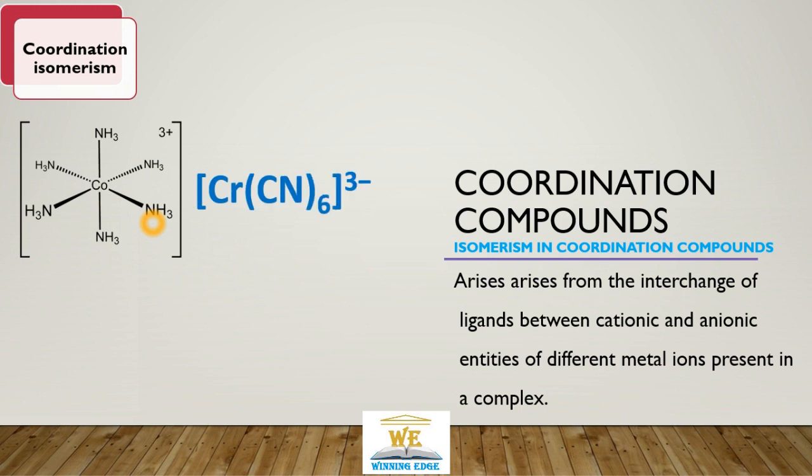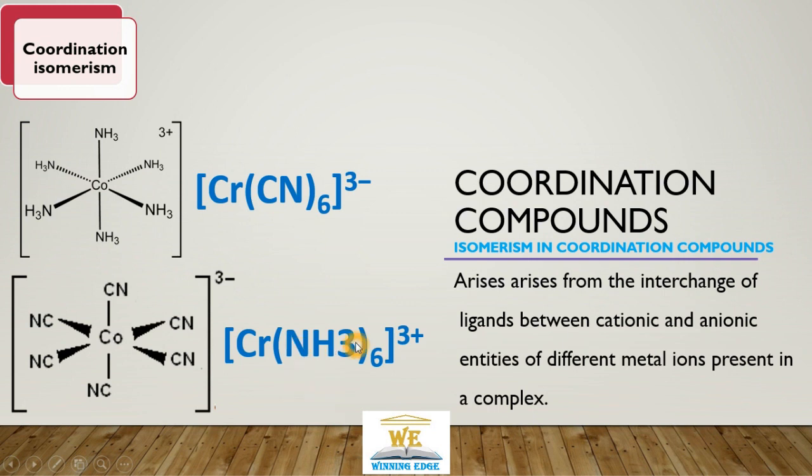Like here, we have a cobalt complex with cationic charge, or positive charge on the coordination sphere, and a chromium salt with the same 3 negative charge on the coordination sphere. It's equal and opposite. And if we exchange the chromium and cobalt positions, cobalt will come to this cyano salt, and chromium will go to the ammonia complex. This is now a coordination isomer of the first salt. The metal atoms have exchanged their positions.